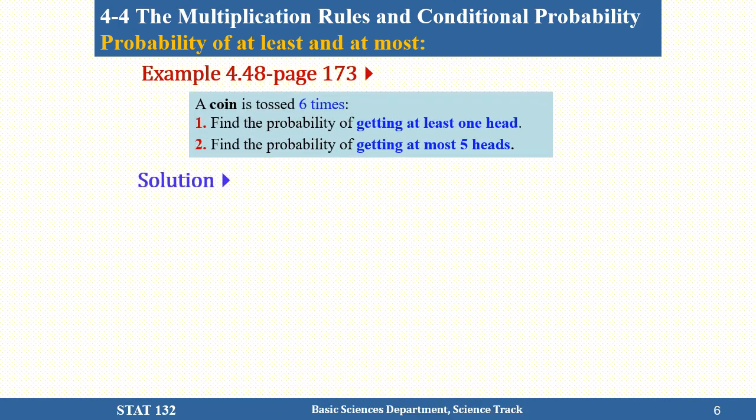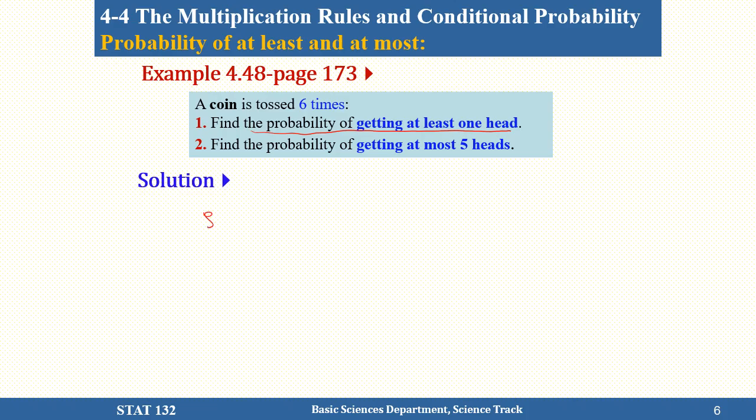So let's look at this question here. A coin is tossed 6 times. What's the probability of getting at least one head? If you try to count all the possibilities here, there are lots of possibilities. So instead of this one, it's better to think about its complement.